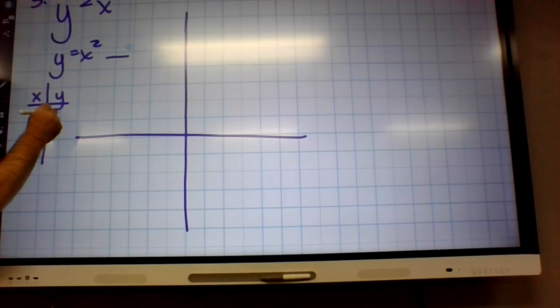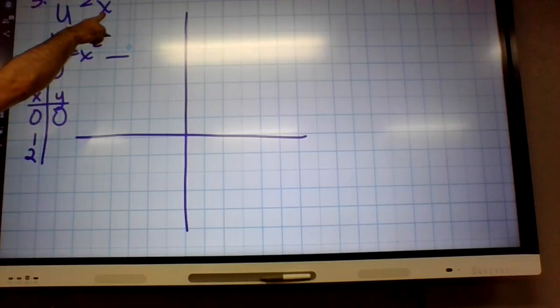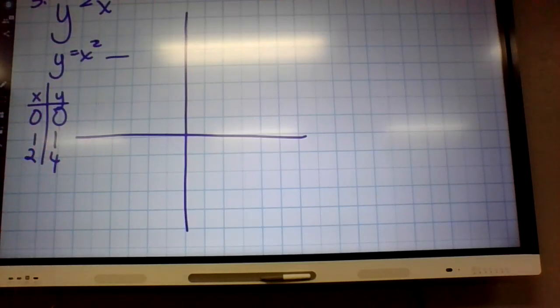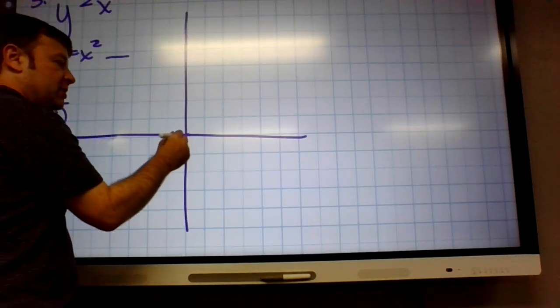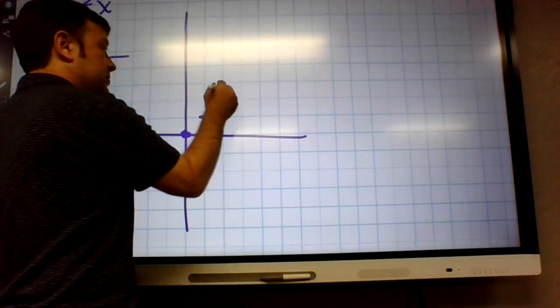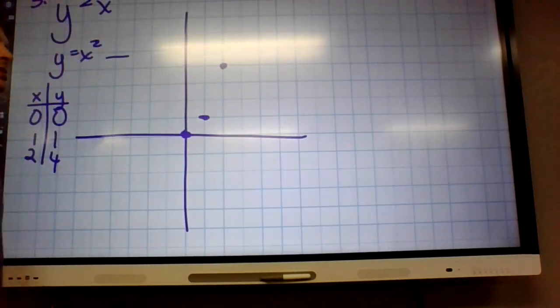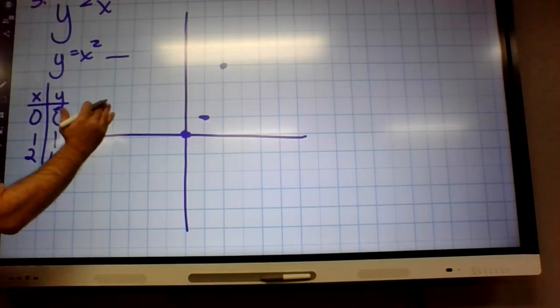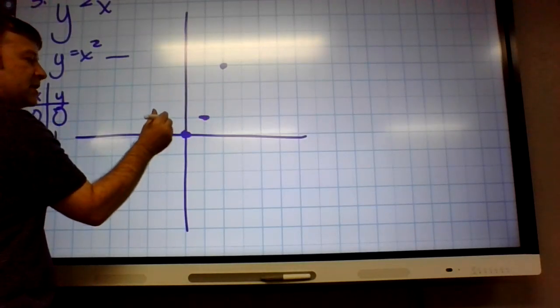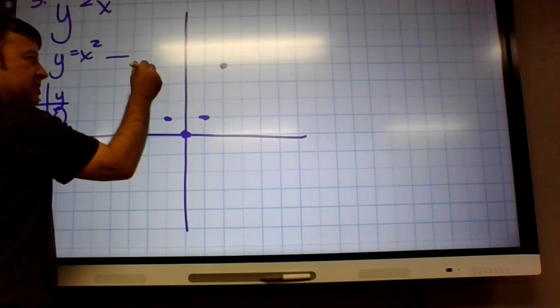So if I plug in 0, what do I get? 0. If I plug in 1, what do I get? 1. If I plug in 2, okay. So 0, 0, 1, 1, and 2, 4. And then what did we do? Yeah, reflect it over on the other side. Mirror image.